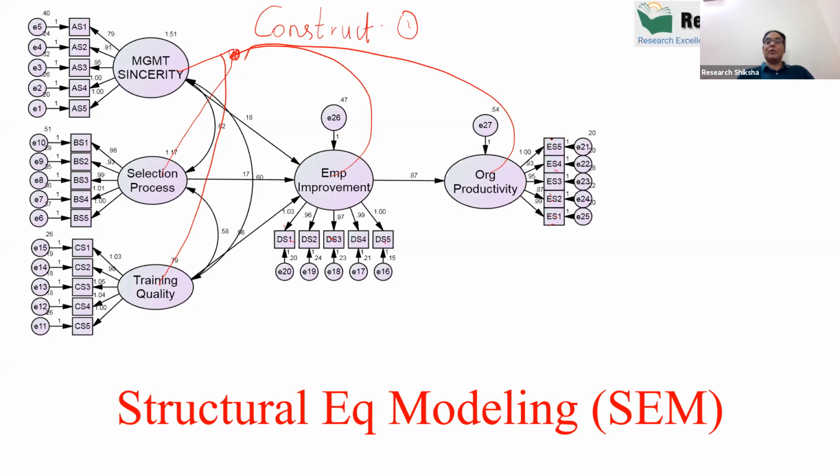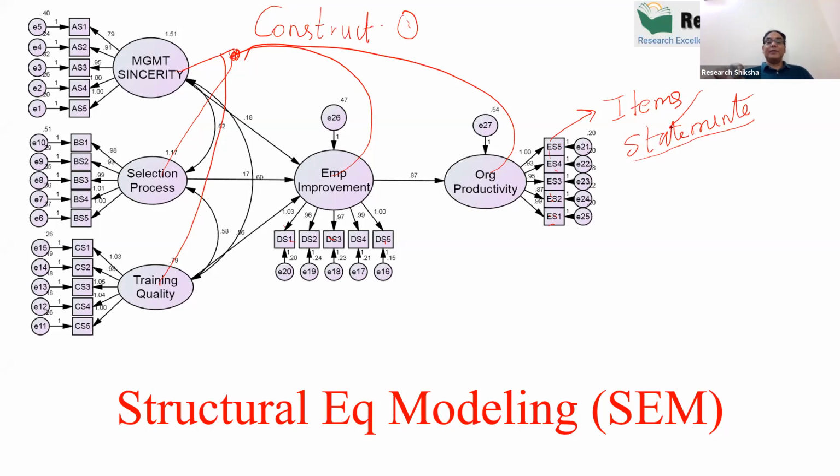These small boxes are known as items, or items is the popular name. Otherwise, they are the statements, and these statements you have in the questionnaire. So these statements or items are part of the questionnaire, and you have the data of that. So number two, these small boxes are the items or the statements.